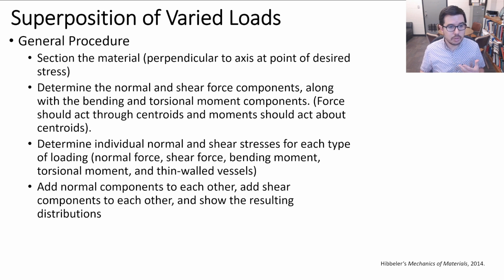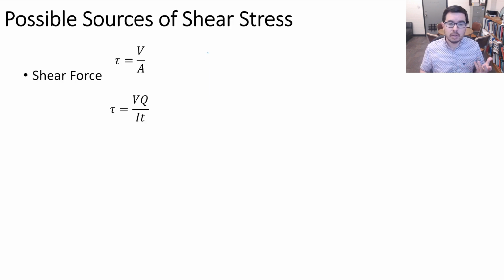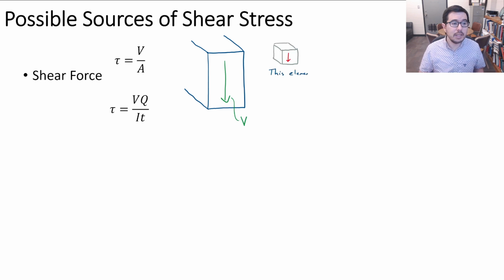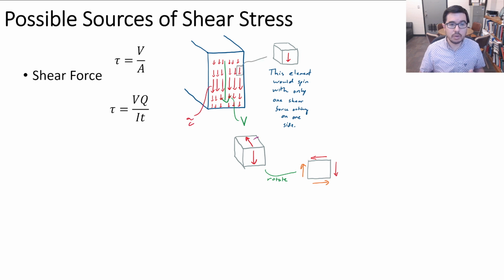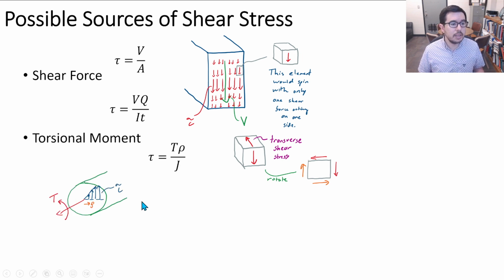What are the possible sources of shear stress? Well, we have discussed previously how we can look at shear stress because of transverse loading, and we described transverse shear stress with tau equal to VQ over IT. We've also looked at the resulting shear stress from a torque being applied to a shaft, and we know that can be given as torque times rho over J.